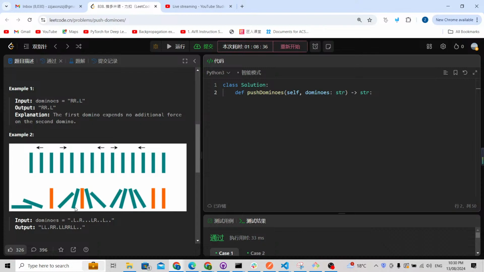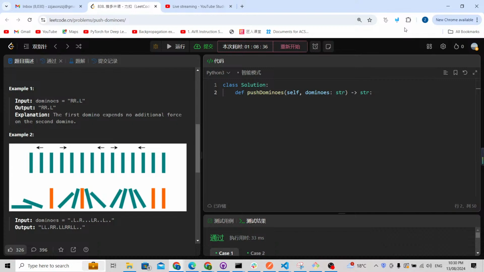So there's only one condition. For example, this is left and left, and this is right and right. So there are two lefts and two rights, but in the middle there's still a dot. If it is a dot, it's gonna still be vertical. So it is exactly like the real situation.